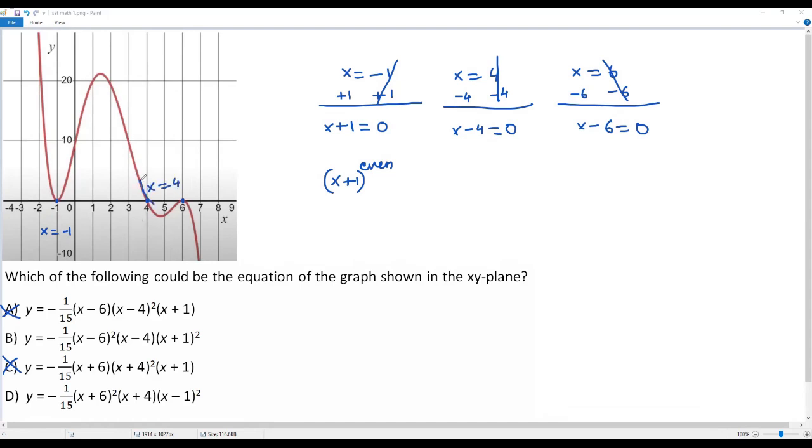Now let's consider the second x-intercept, that is at x equals 4. At x equals 4, the graph crosses the x-axis. Since it crosses the x-axis, the factor corresponding to this x-intercept, that is x - 4, will have an odd number as an exponent. Let me write it: x - 4 raised to the power of an odd number.